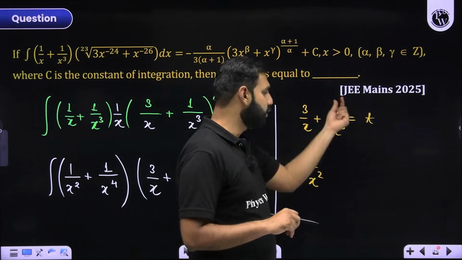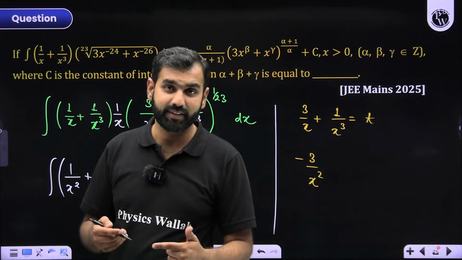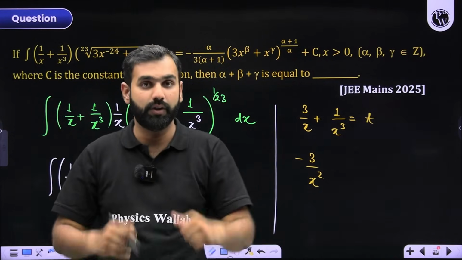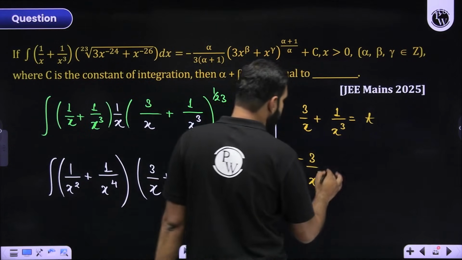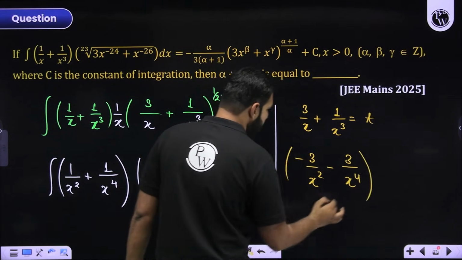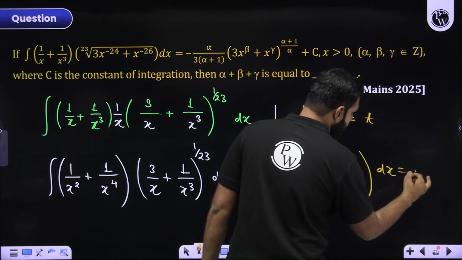Similarly here, x cube goes to the numerator, it becomes minus x cube. So it will become minus 3 x to the power minus 4. Minus 4 comes in the denominator, becomes plus 4. So it will be minus 3 upon x to the power 4, whole dx is equal to dt.